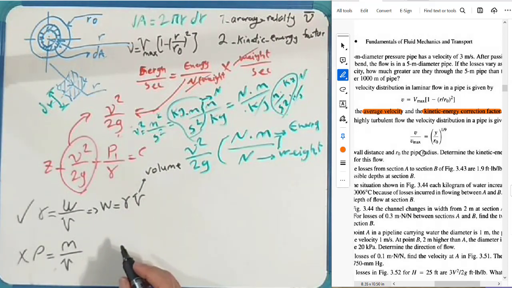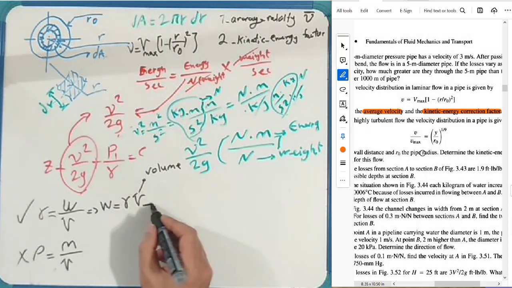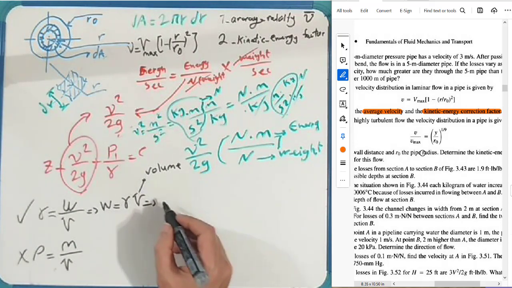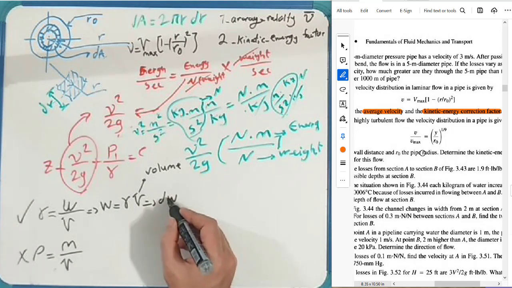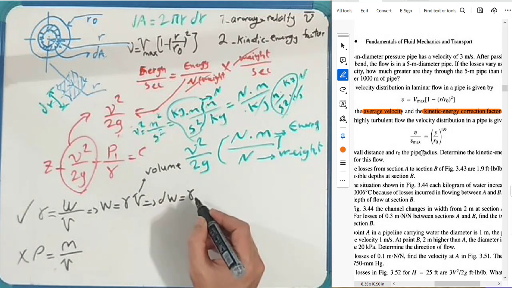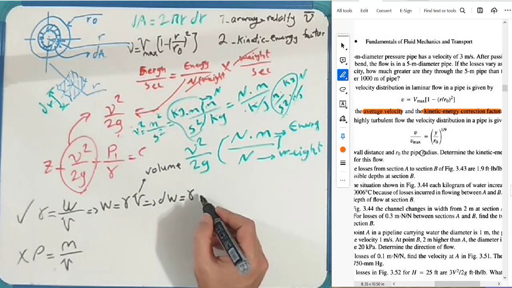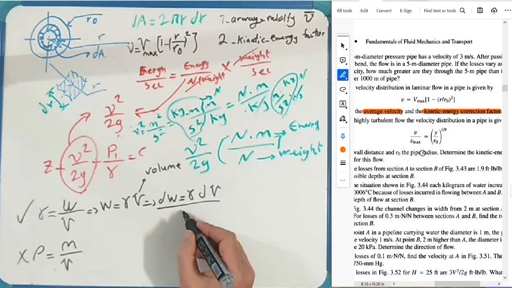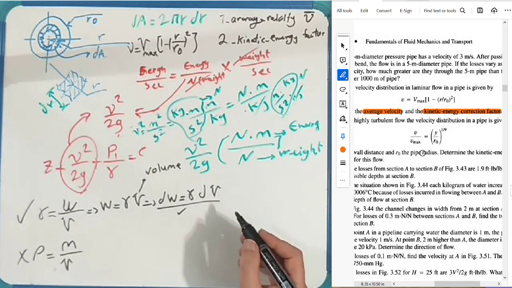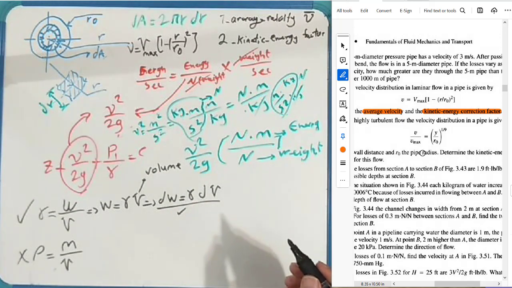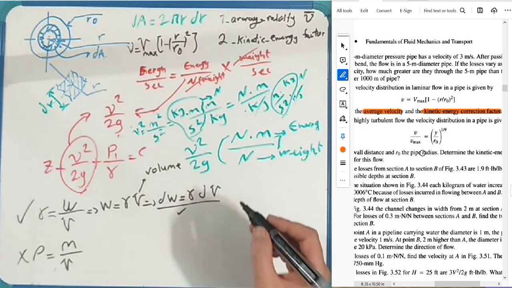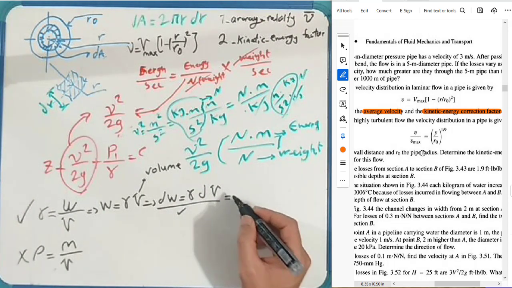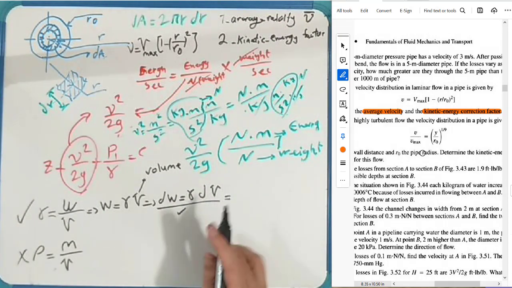Okay, then is it true to write dW equals omega b, which is constant, dV? Is it true? Of course. Then write me in this way.